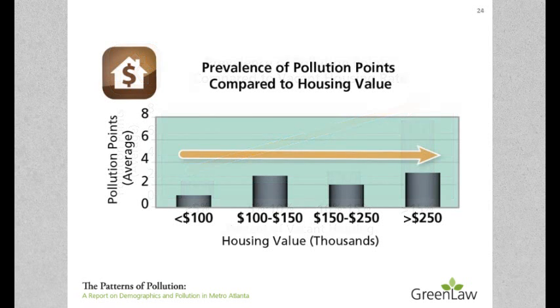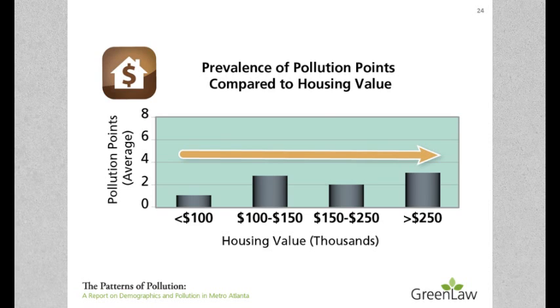In contrast, you'll see that housing values were not predictive of pollution points in the region. In fact, areas with the highest housing values have on average slightly more pollution points than those valued over $100,000, and almost 3 times more than those with home values below $100,000.